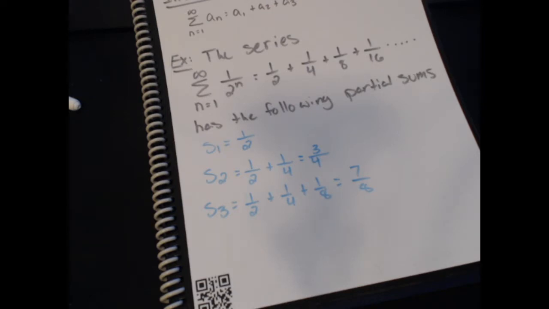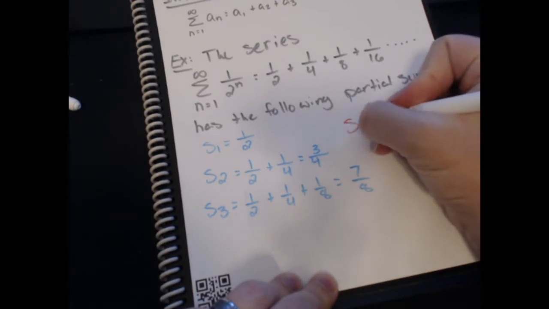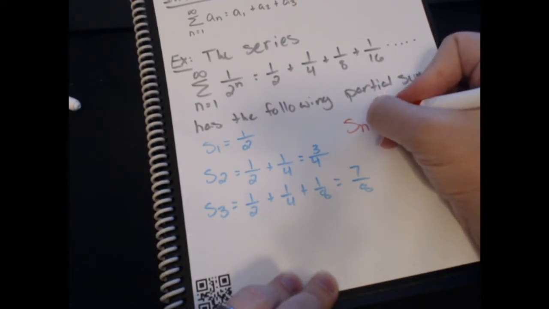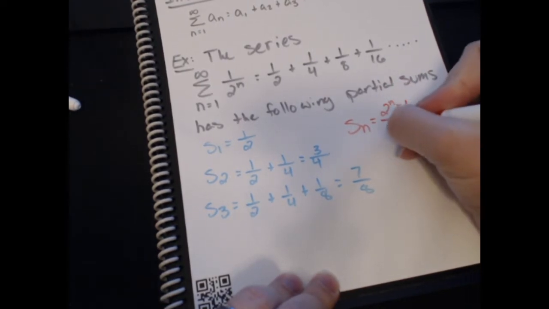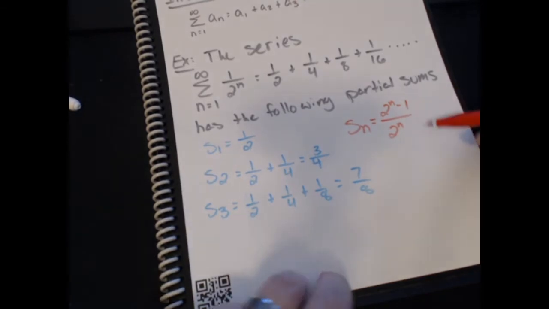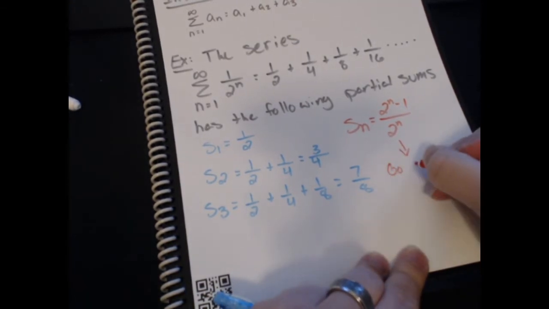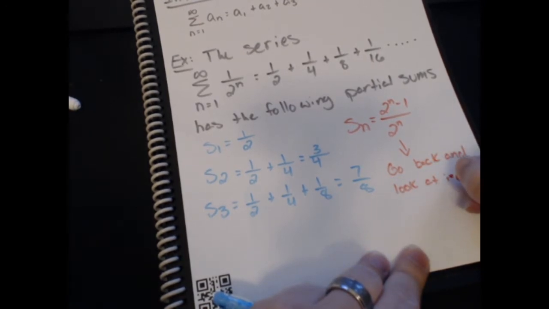Yeah. Okay, good. So, and then we could break this down into S sub n, which is going to be 2 to the n minus 1 over 2 to the n. And this is one of those things, like, for this, go back and look at infinite series.